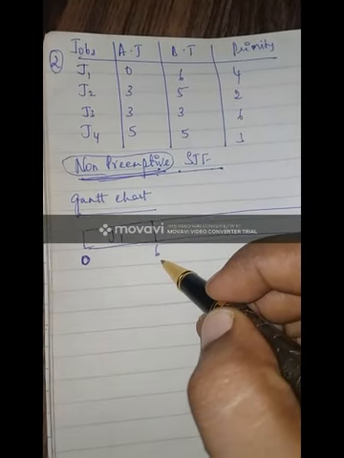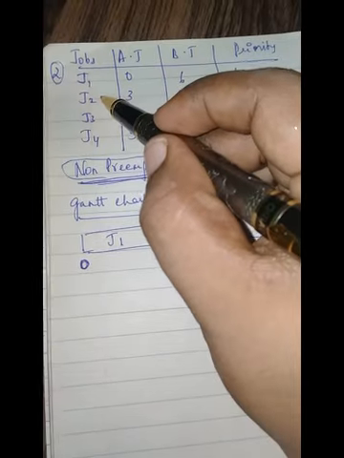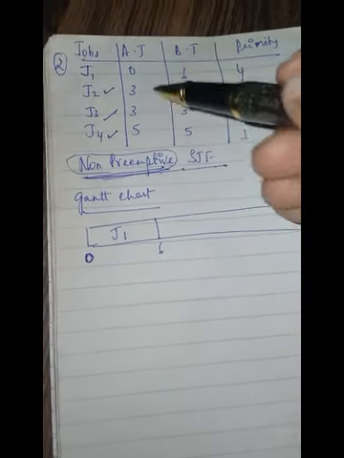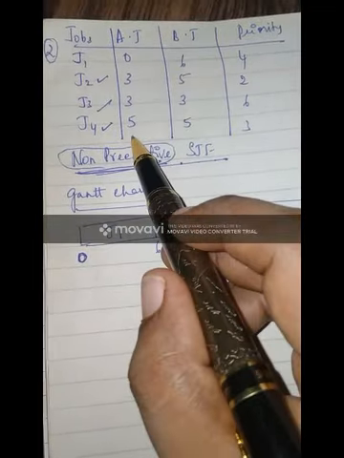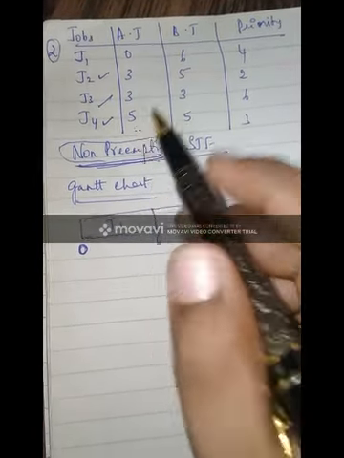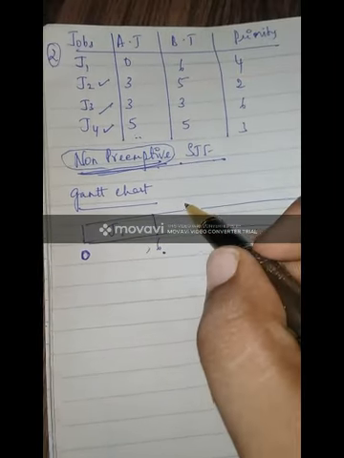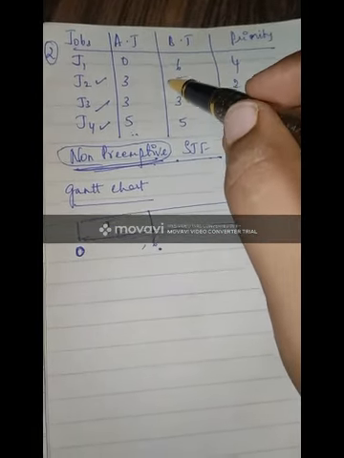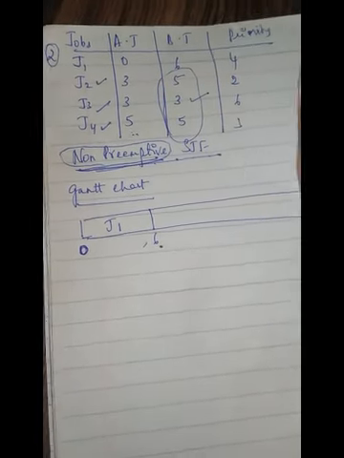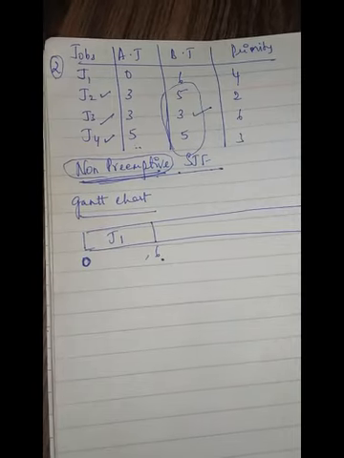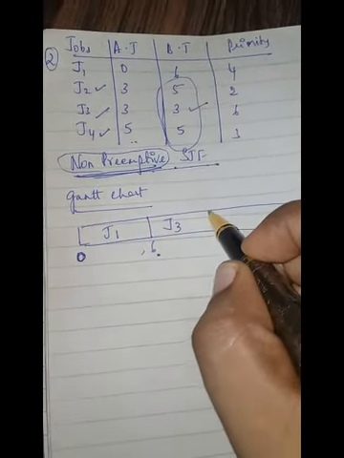Now you are at the 6th millisecond. At the 6th millisecond, what happened? J2, J3, J4, they all have come into the system, because the last job comes in at the 5th millisecond. You have already crossed that and come to 6. Now you just have to see the burst time. Whichever process has the smallest burst time is the process you give to the CPU. So according to this, you have to give J3 to the CPU.